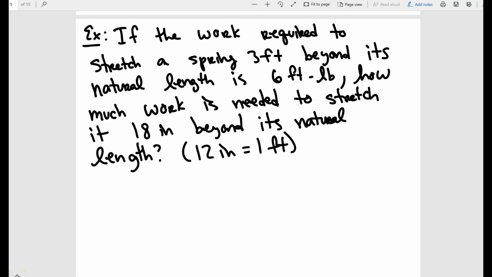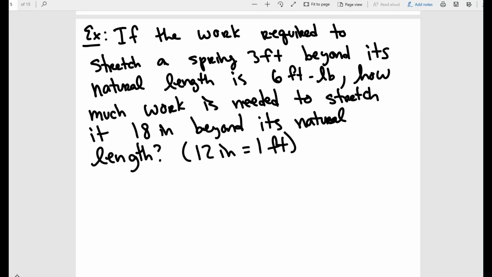Let's try this next problem. If the work required to stretch a spring 3 feet beyond its natural length is 6 foot-pounds, how much work is needed to stretch it 18 inches beyond its natural length? Okay, and we're given that 12 inches is equal to 1 foot.